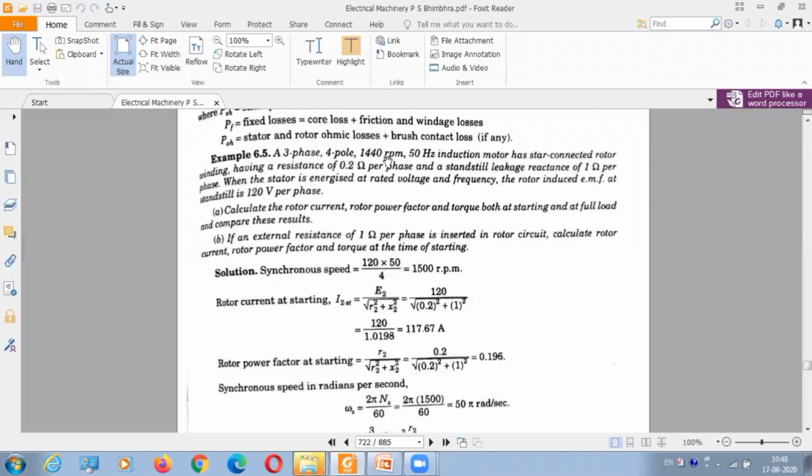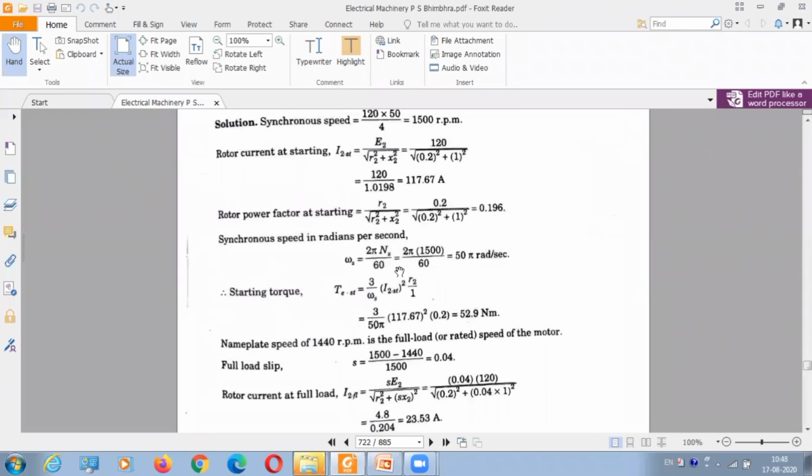These values of RPM given in a question are generally rotor speed, NR. So 1440 RPM is your NR. Synchronous speed you can calculate: for 4-pole it is 1500, or if you remember the table it will come out to be 1500 only. So substitute it over here, you will get 50 pi, then equate it at this point, so you will get TE. Okay.